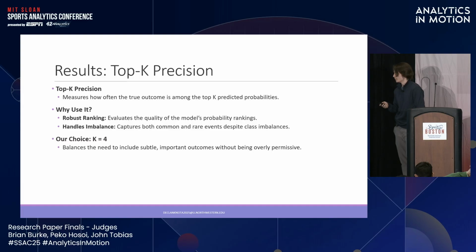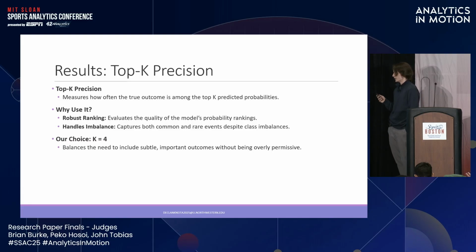And so the first metric that we're going to use to evaluate this is top K precision. And so this can be thought of as just a measure of how often the true outcome is among a model's top K predicted probabilities. And so this makes sense to use in our case just because of how imbalanced the outcome distributions are. If you think of, like, for a single pitch, 95% of the time the outcome is either going to be a ball or a strike. So we can't just rely on something like prediction accuracy. And so using top K precision is going to give us a better overall understanding about the quality of the probability distributions predicted by our model.